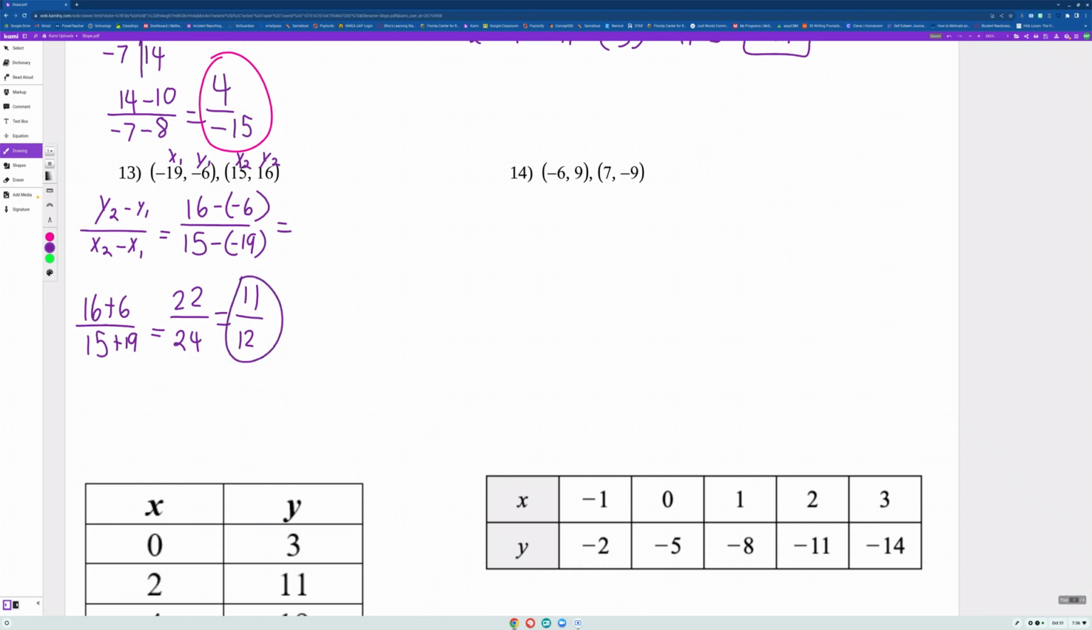When I move on over here, I have my ordered pairs negative 6, 9, and 7, negative 9, where negative 6 is my x1, and 9 is my y1, and 7 is my x2, and negative 9 is my y2. So write your formula for your slope.